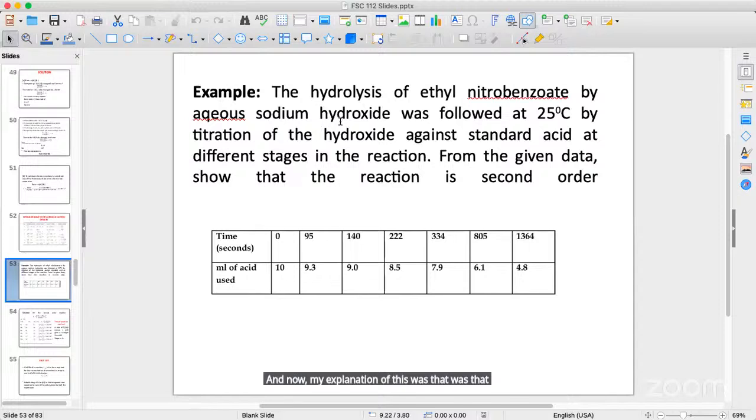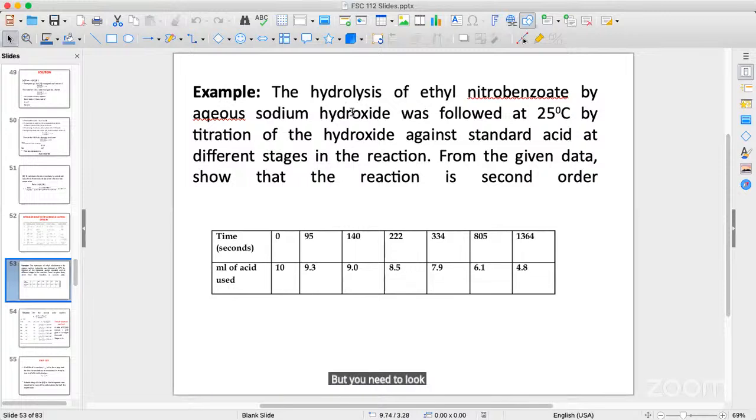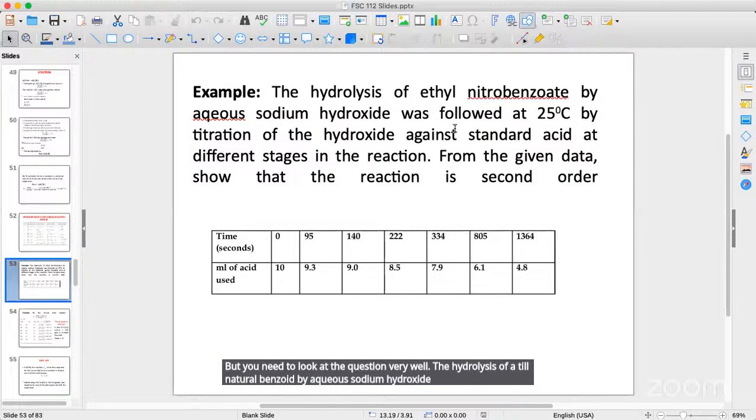Because I know students always say, okay, but what we have here is milliliters, not concentration, and we're expected to plot concentration. But you need to look at the question very well. The hydrolysis of ethyl nitrobenzoate by aqueous sodium hydroxide was followed at 25 degrees Celsius by titration of the hydroxide against standard acid at different stages in the reaction. From the given data, show that the reaction is second order.